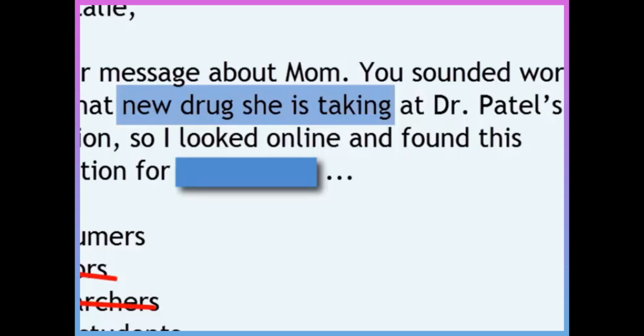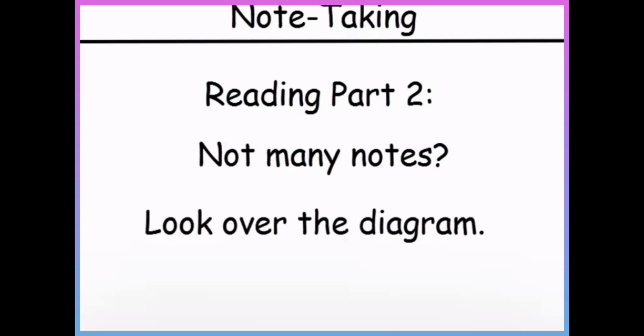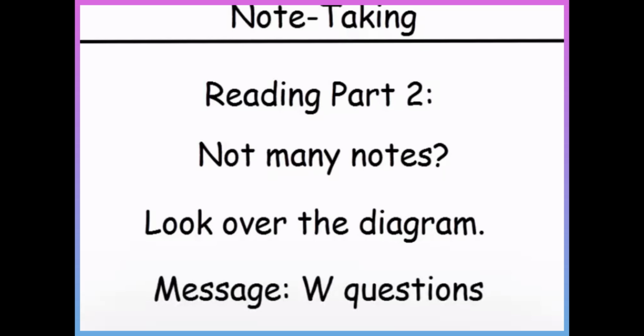So the bottom line for reading Part 2 is that you probably won't end up taking many notes, but even quickly looking over the diagram and trying to answer some of the W questions for the message could help you to answer the questions a bit more efficiently.